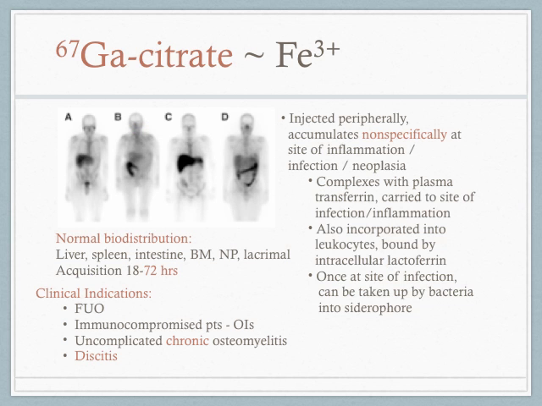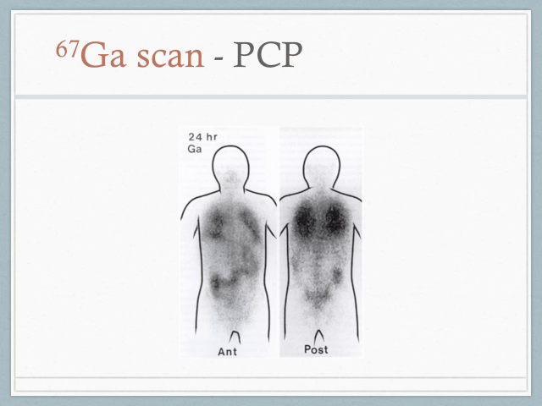The clinical indications for gallium scans include FUO. They're best in immunocompromised patients. It can diagnose opportunistic infections, uncomplicated chronic osteo, and discitis. This is just a picture of what a positive gallium scan for PCP pneumonia might look like.